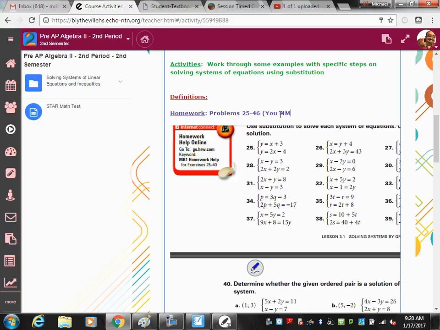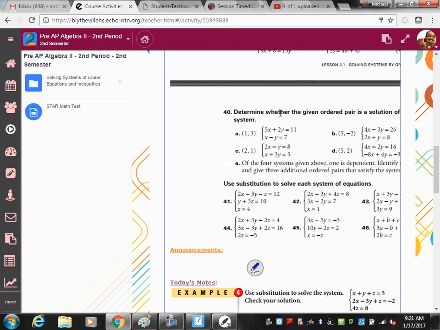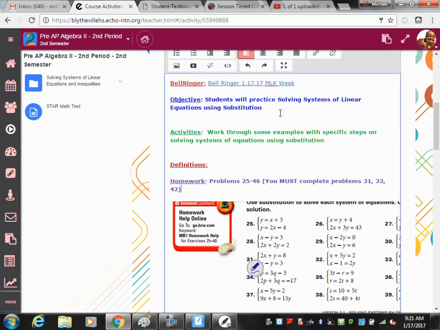You must complete problems 31, 33, and 42. Okay, here's what you got. There are 3 problems that you have to complete. If you have a game tonight, you've got 10 minutes right now that you can complete those 3 problems in. Okay? So if those 3 problems you're completely understanding, then there's no reason for you to continue working. If those 3 problems you need a little bit more work, then you need to get to work on the rest of them.